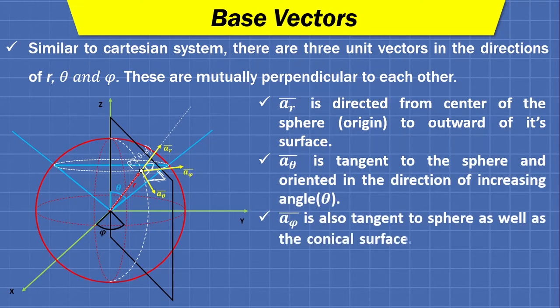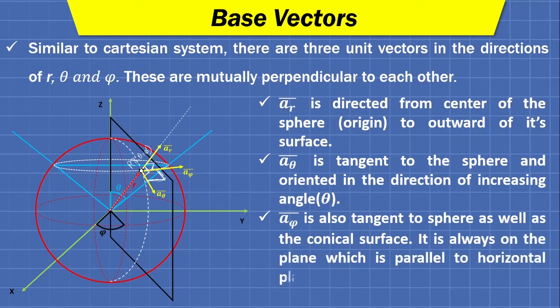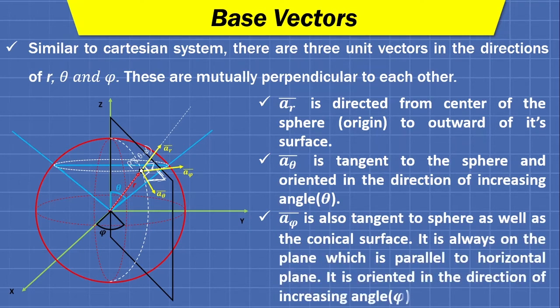A theta is tangent to the sphere and oriented in the direction of increasing angle theta, and A phi bar is also tangent to the sphere. It is also tangent to a conical surface, fine, that is this blue surface, and it is always on the plane which is parallel to horizontal plane or xy plane. In this case, it is oriented in the direction of increasing phi. Fine. So as far as the angles are concerned, we always consider a direction of incremental value of that angle.